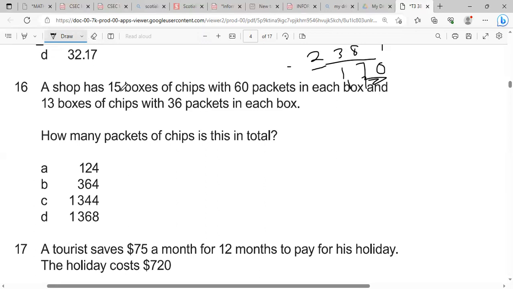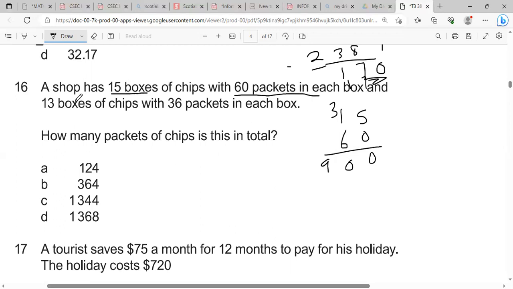All right, so our shop has 15 boxes of chips with 60 packets in each. So I could work out that first, no? So I put 15 up at top because it's easier to multiply by 60 than 15. So we'll put our 0 to hold the space. 6 times 5 is 30. 6 times 1 is 6, plus 3. So that's 900 in the first one.